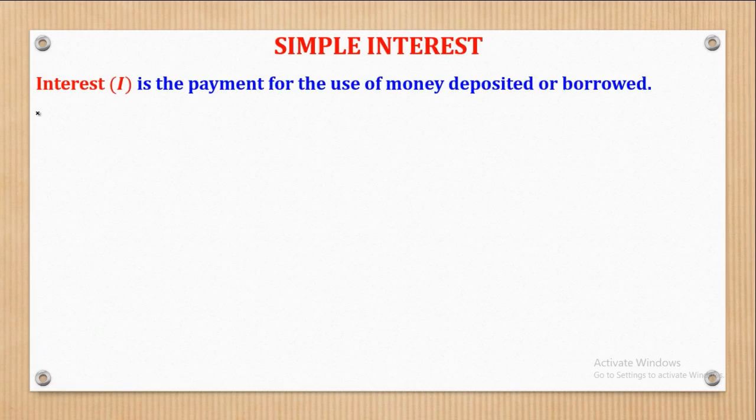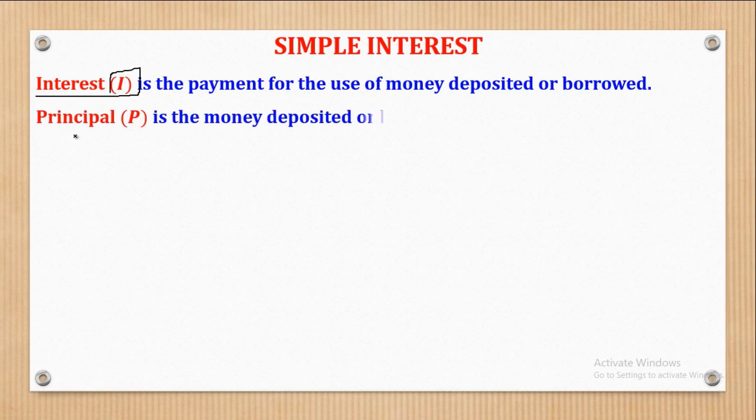So we shall look at some of the terms that will be used frequently in this video. One is interest, denoted by a symbol capital I, and this is the payment for the use of money deposited or borrowed. Next is principal, denoted by a symbol capital P, and this is the money deposited or borrowed. For example, if I deposit a certain amount of money into a bank, that amount I've deposited is what we call the principal.